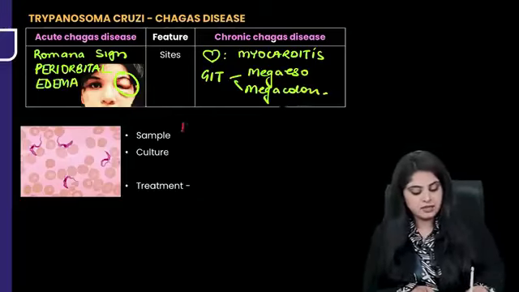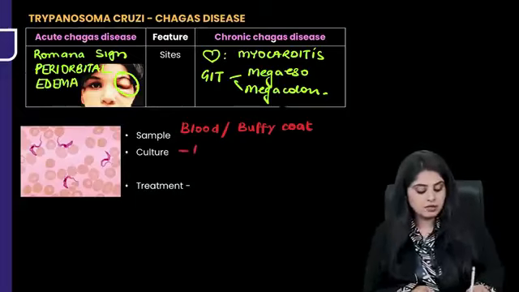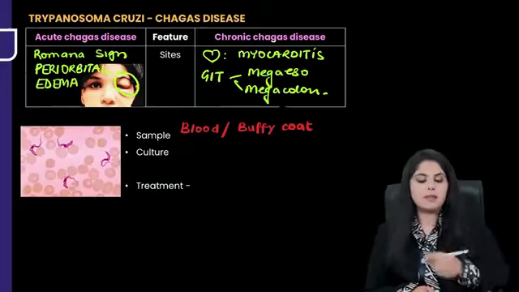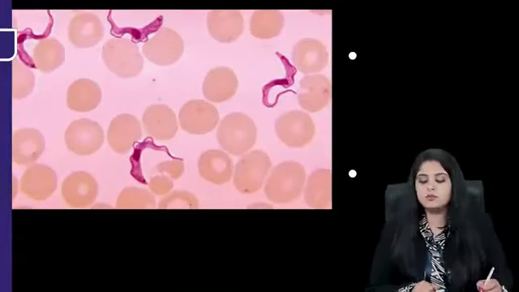I can either take a blood sample or I can take a Buffy coat sample from these people. Blood sample or Buffy coat sample. So before culture, if you took a blood sample, what did you see over here? There are some C shape, and let me see if you've been listening to me carefully.